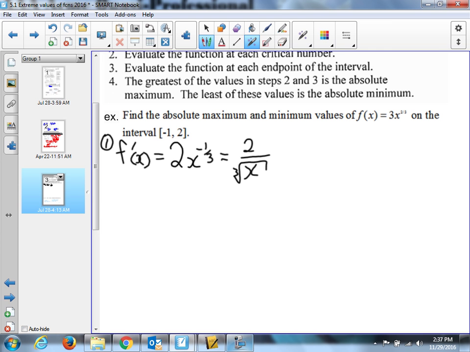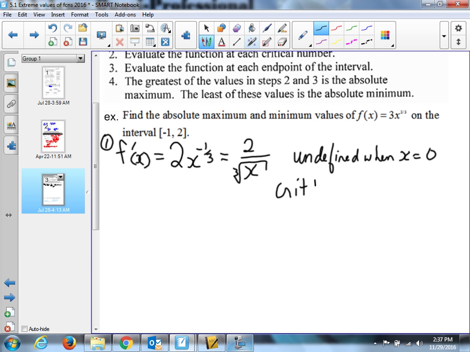So here, just by looking at it, you don't necessarily have to set this here. Undefined when x equals 0. So the critical number is x equals 0. Okay. If you had more critical numbers, you'd list them and find them at this point. I do 2 and 3 together. I'd suggest you do the same. 2 ampersand 3.